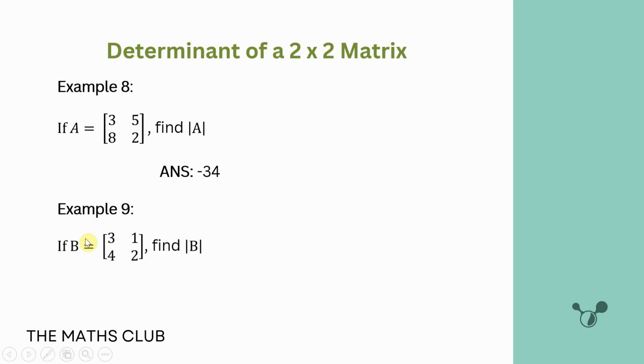Another example is saying that if B is equal to 3, 1, 4, 2, we should find the determinant of B. Solve this by yourself.